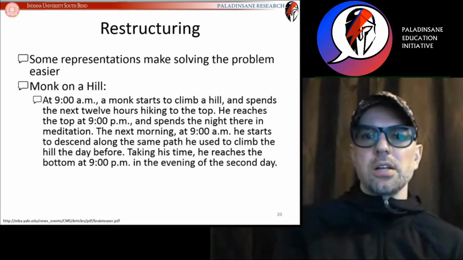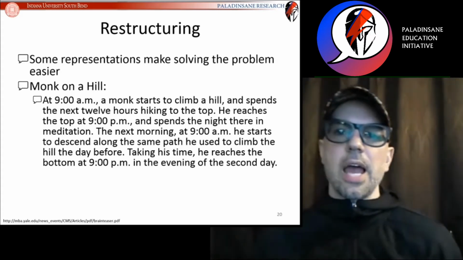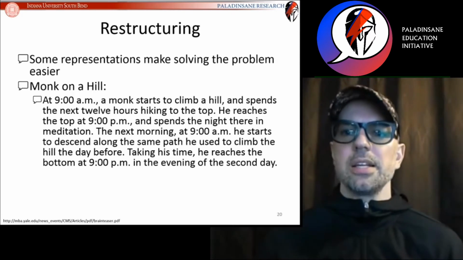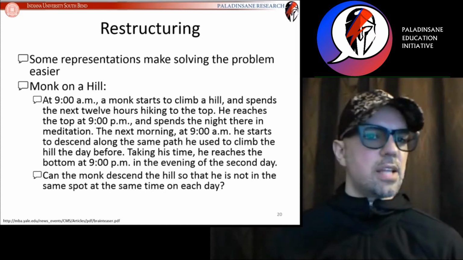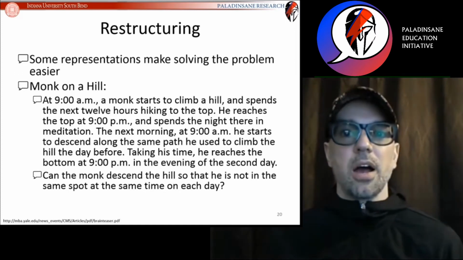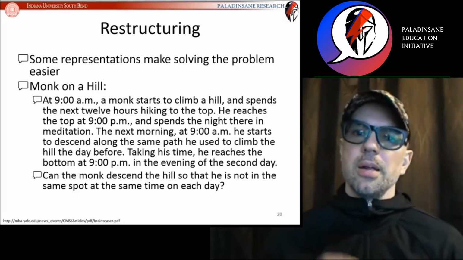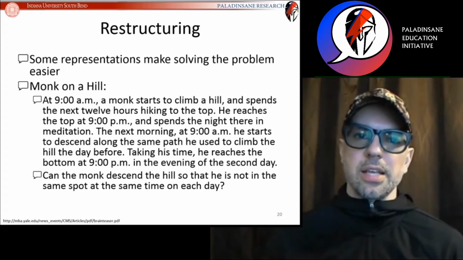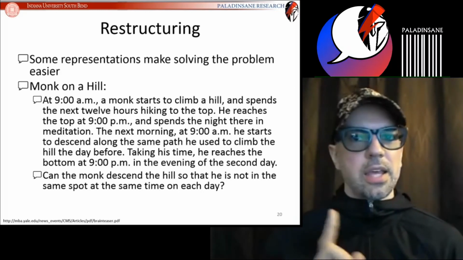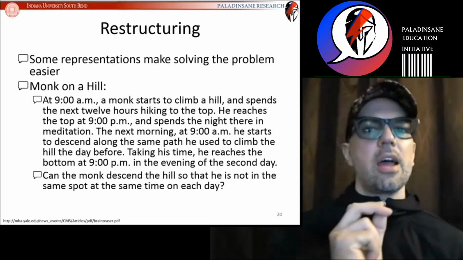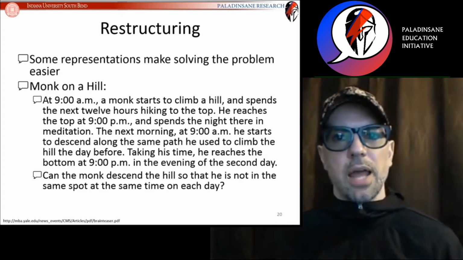So on day one, he starts at 9 a.m. at the bottom, reaches the top at 9 p.m. On day two, he starts at 9 a.m. at the top, reaches the bottom at exactly 9 p.m. The question is, can the monk descend the hill so that he is not in the same spot at the same time on each day? That is, if he goes up on a Monday and comes down on a Tuesday, can he do this trip so that at 4:07 on Tuesday, he is not in the same place as he was at 4:07 on Monday? And can he do that so at no point do these times overlap?